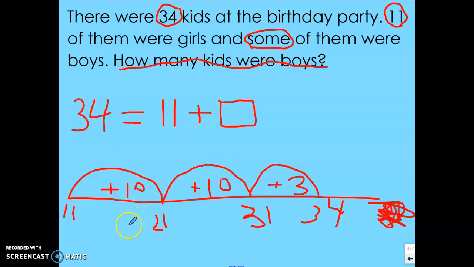Now to figure out how many I jumped, I just have to count my jumps. 10, 20, 21, 22, 23. So 11 plus 23 equals 34. How many kids were boys? 23 were boys.